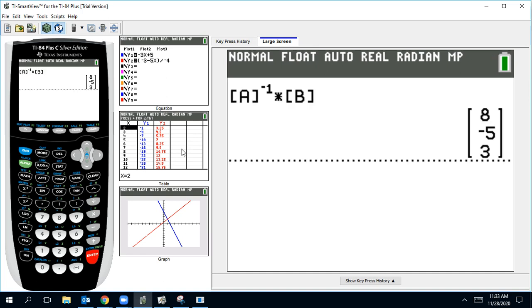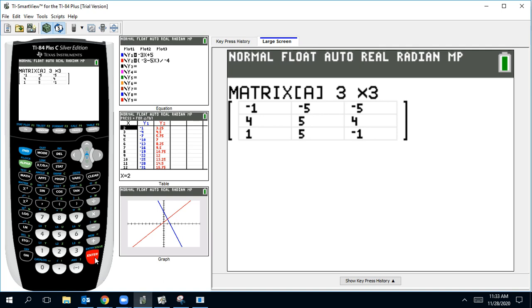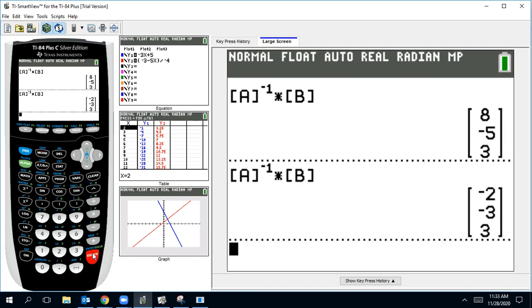Hit enter, and I made a typo. So let's go back and look at my typo. Okay, -1, -5, -5. 4, oops, there we go. See my typo. -5, 4. Oops. It's because I did it on the screen here too. And then 1, 5, -1. So I had made a typo. We've already done this problem, so I knew the answer. And there we got the right one now.